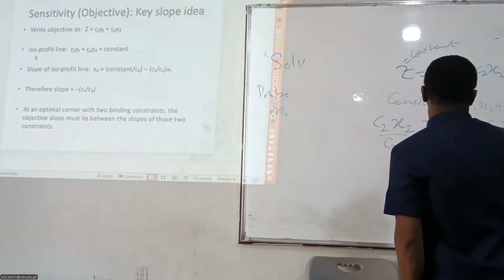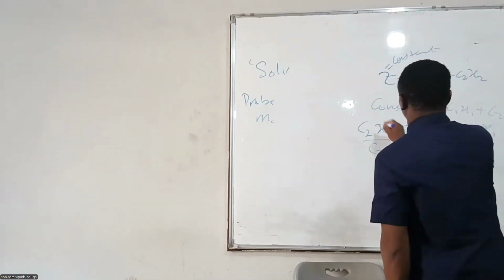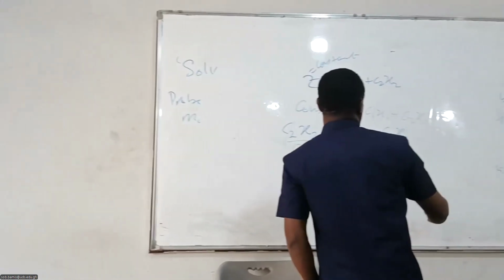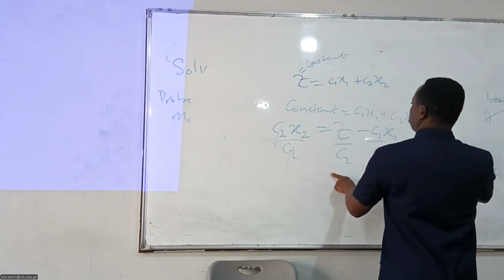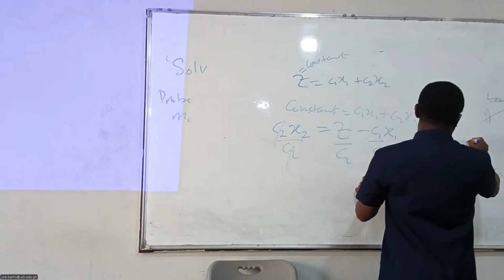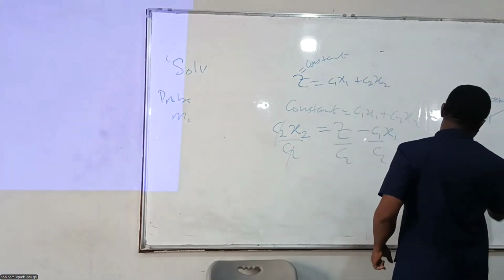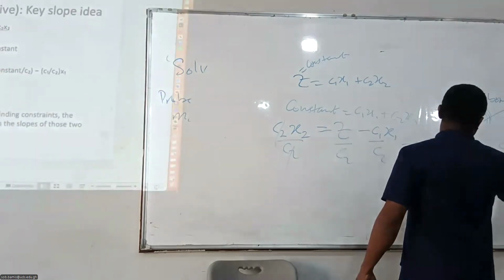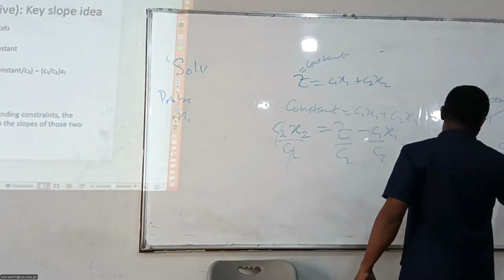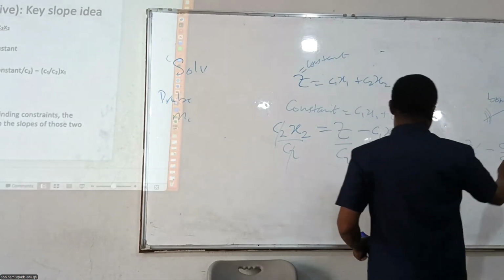So C2 cancels C2. This will imply that X2 will be equal to C over C2 minus C1 over C2 times X1.